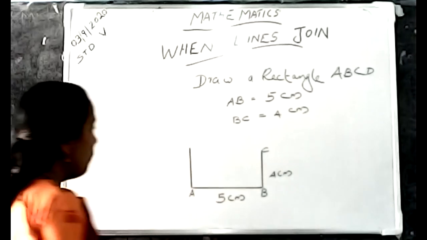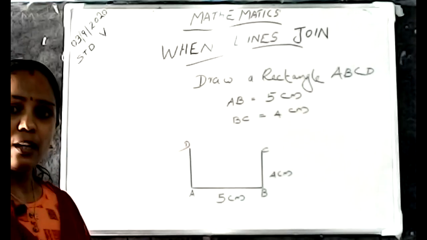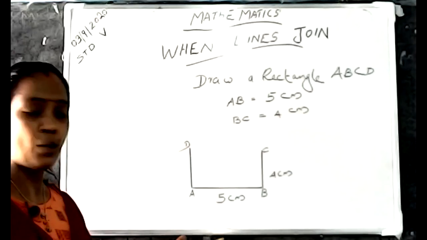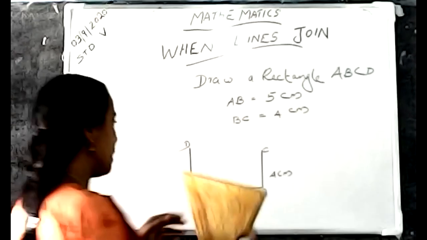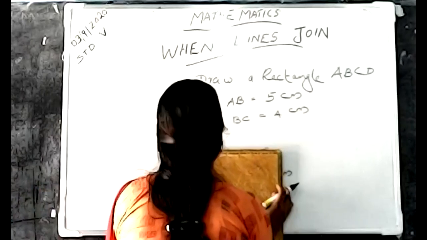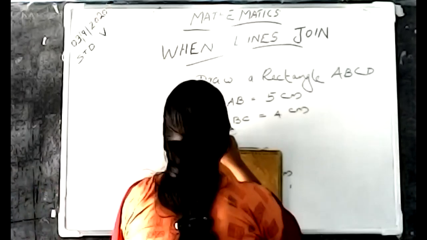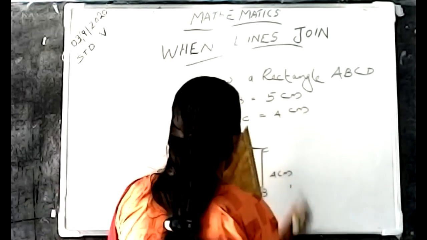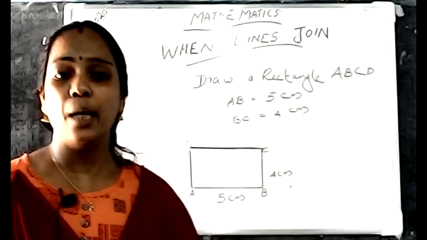Okay. What is the measure of DC? DC is 5 centimeter. Opposite sides are equal. AB is 5 centimeter, and DC is the same measure. Okay. I got one rectangle ABCD.